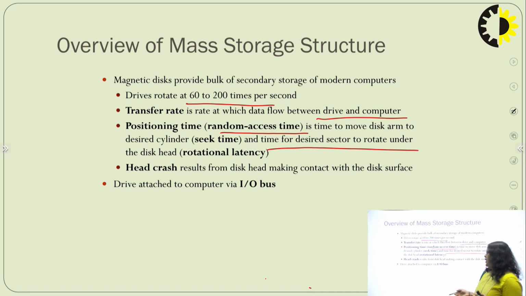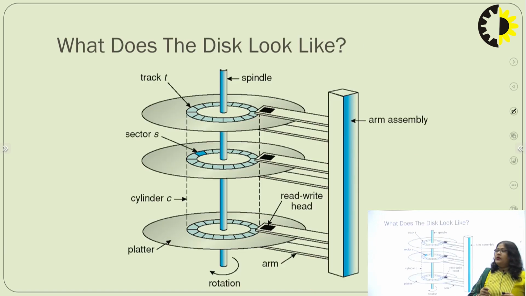Now the head crash. What is a head crash? Basically, a head crash is the result of the disk head making contact with the disk surface. These are some basic important points of the disk storage, or the overview of the mass storage structure of the disk. This is the basic diagram: what is the working of the spindle, what is the read write head, what is a track, what is a sector, and what is a platter. So this is the complete working structure of the disk.